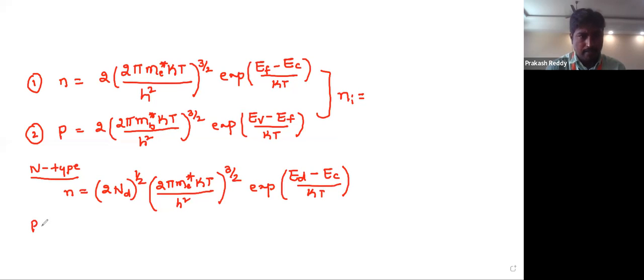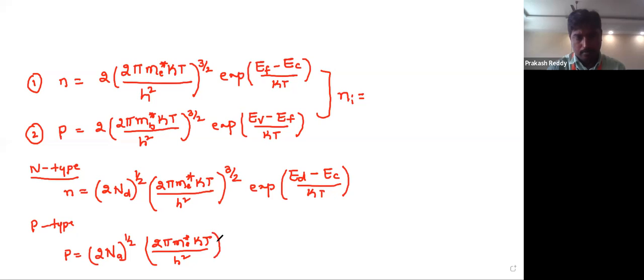So similar equation for P type. P equals, in terms of acceptor concentration, Na whole power 1 by 2, and 2 pi me star kt by h square whole power 3 by 2, and exponential of Ev minus Ea by kt. These 4 derivations are very, very important in semiconductors.